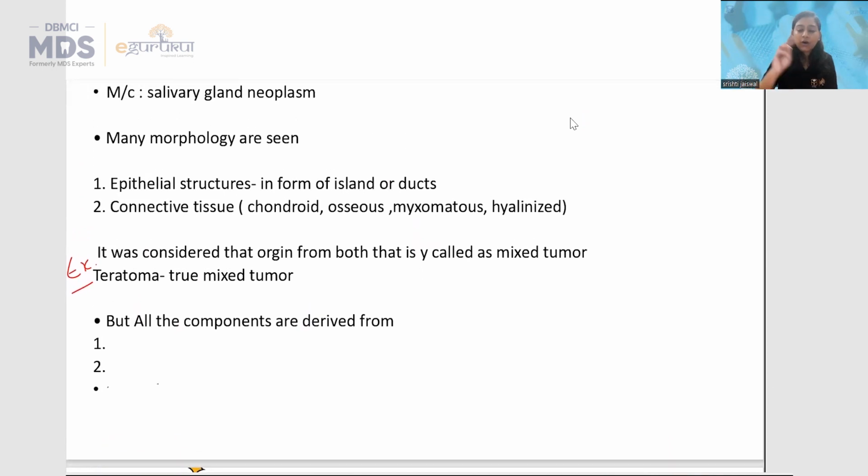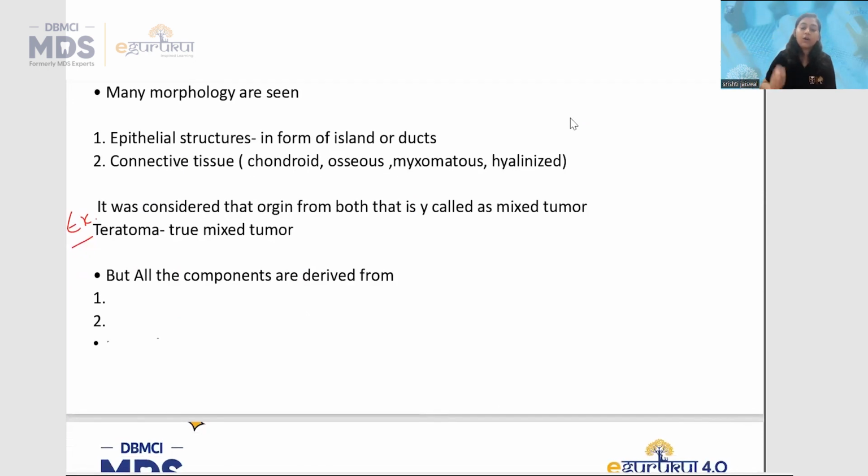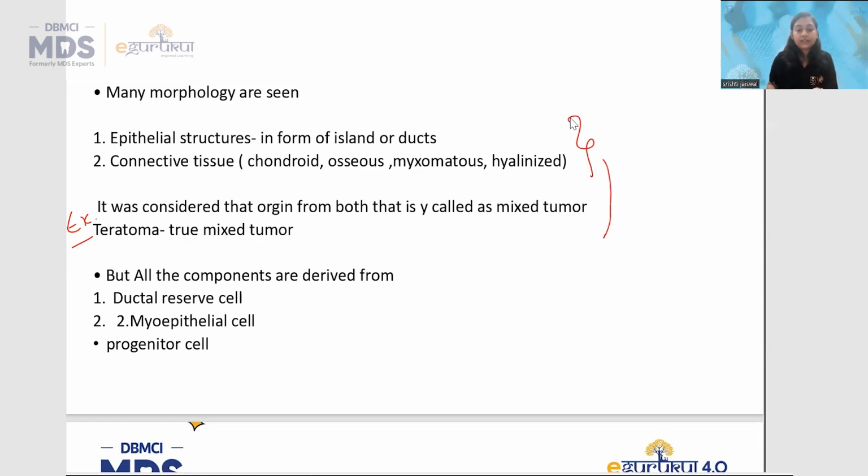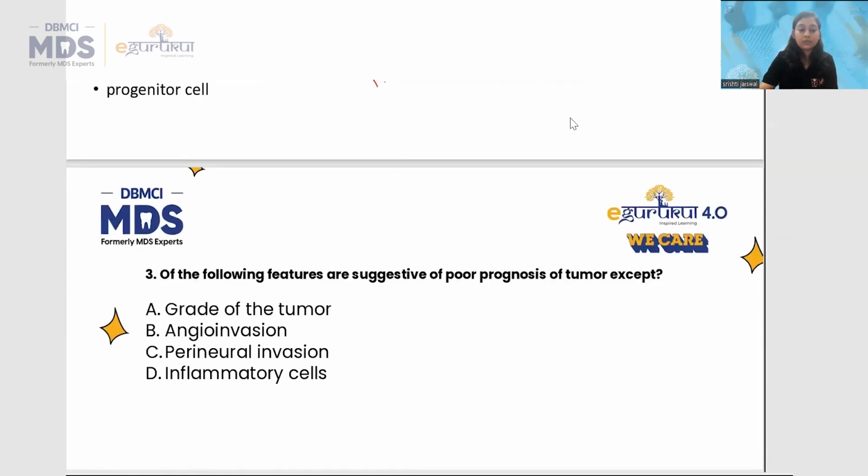Now, from where are all these components derived in the pleomorphic adenoma? All the components of the pleomorphic adenoma are derived from ductal reserve cells or the myoepithelial cells. Now, what are these? These are progenitor cells. Even the epithelial and the connective tissue will be derived from these two progenitor cells present in pleomorphic adenoma.